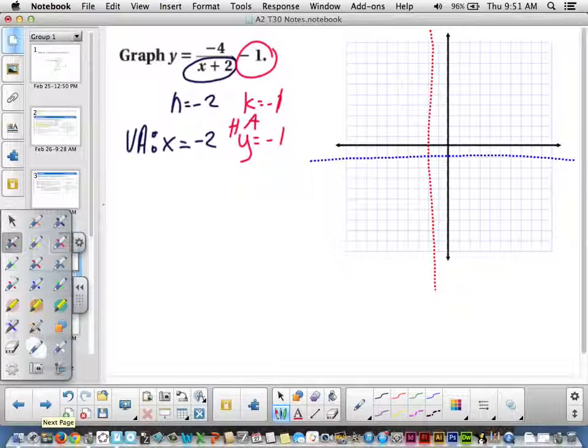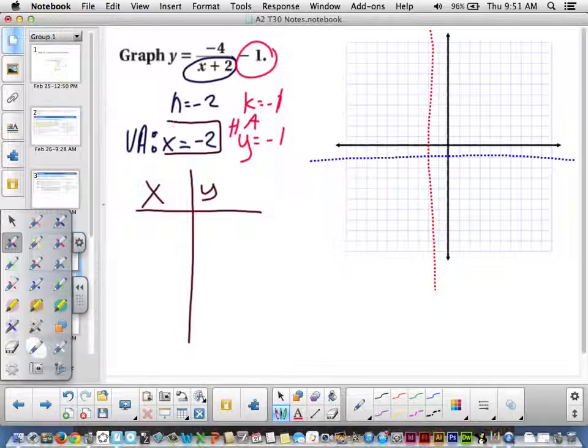So we'll make a table. I'd recommend looking at your vertical asymptote and kind of surrounding it. So our vertical asymptote's at -2. We'll do a couple on the left and a couple on the right. Now we know at -2 it does not exist, so I'll put an empty sign there. And then at -3 we'll just try some numbers, put it in, what do we get?